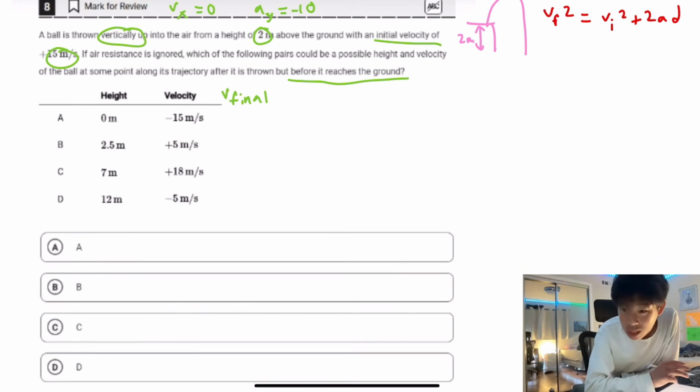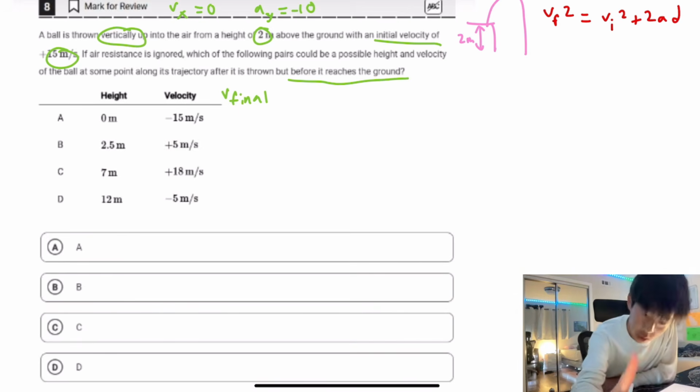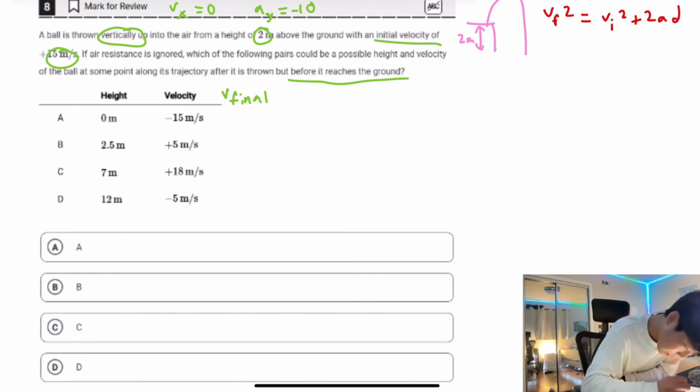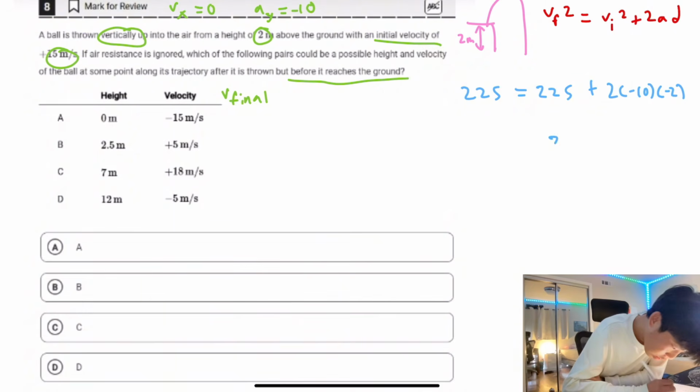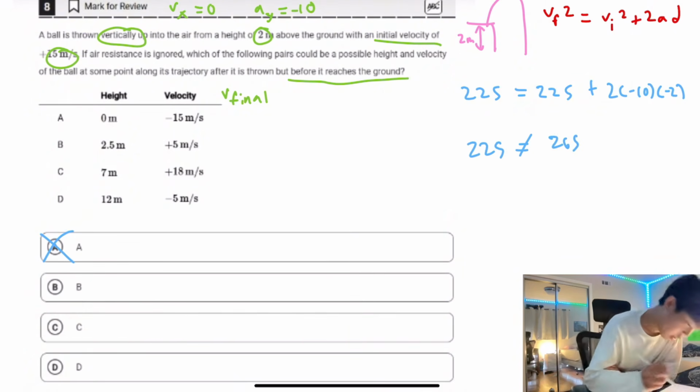There is also a way easier way to find it out, but we'll save that for later. First one, I'm going to write this in blue so you know that I've locked in. 225 is equal to initial velocity squared, which is 225, plus 2 times negative 10 times negative 2. What is this? 20, 40, 265 is equal to 225. That's wrong. So it can't be A.